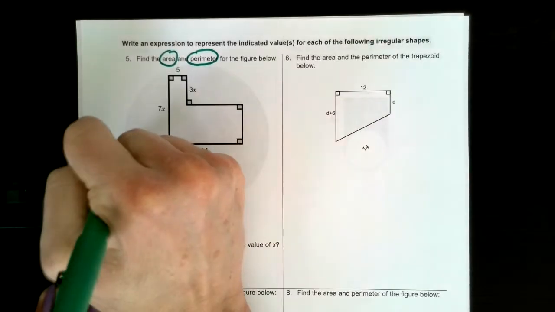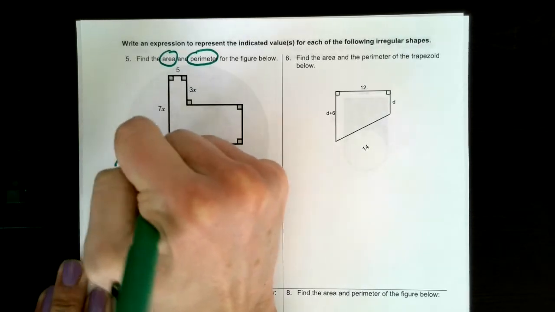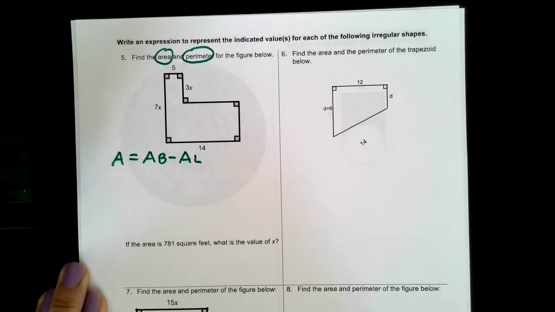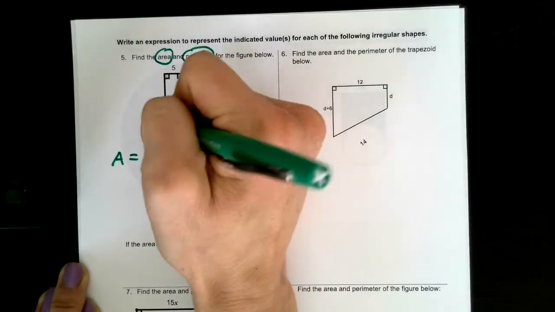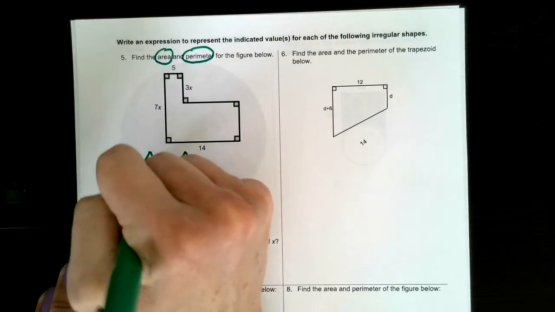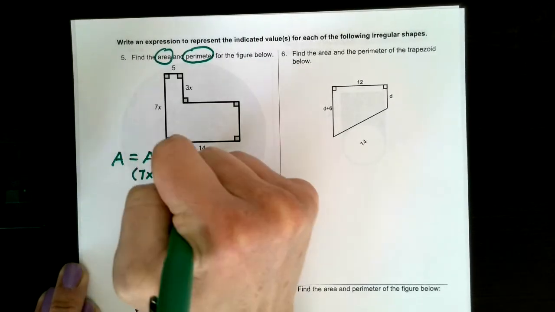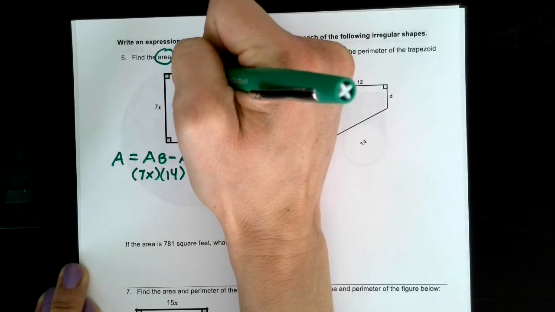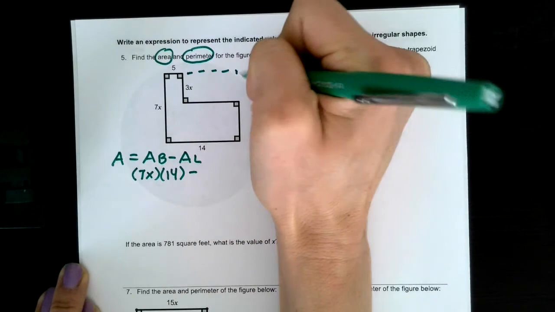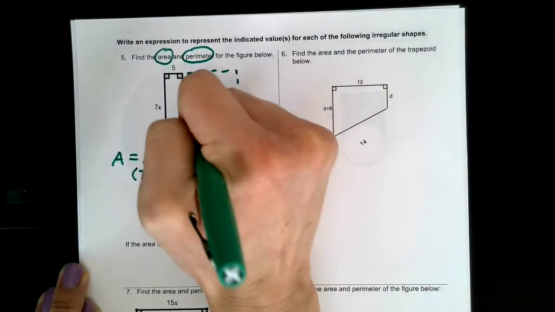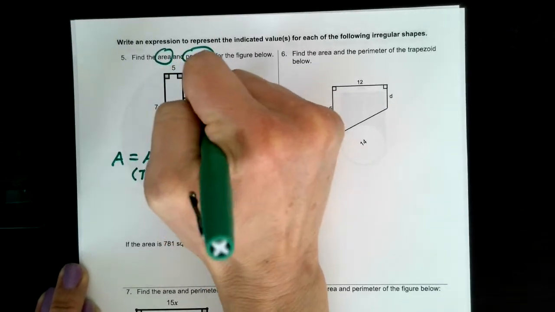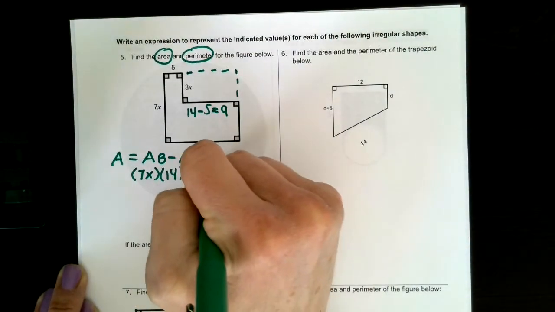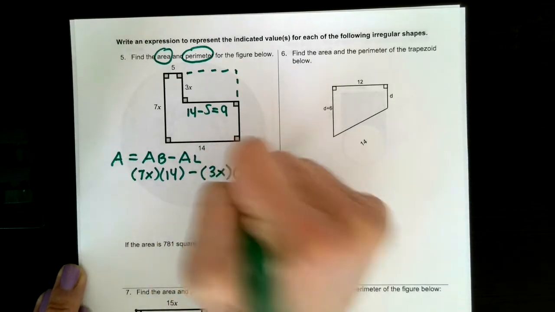All right, so let's start with the area formula. Remember, the best way to do this is to find the area of the big minus the area of the little. So for the area of the big rectangle, we have 7x and 14 for our dimensions. And for the smaller rectangle, let's see what we have here. Okay, so we need to take 14 minus 5 to get this right here, which is 9. So we're going to need 3x times 9.